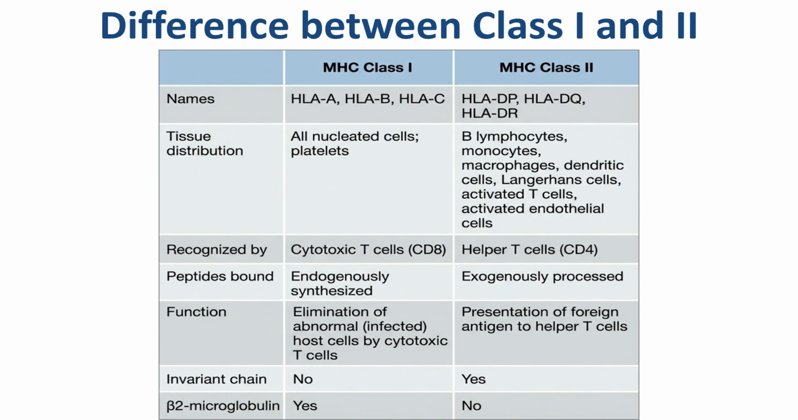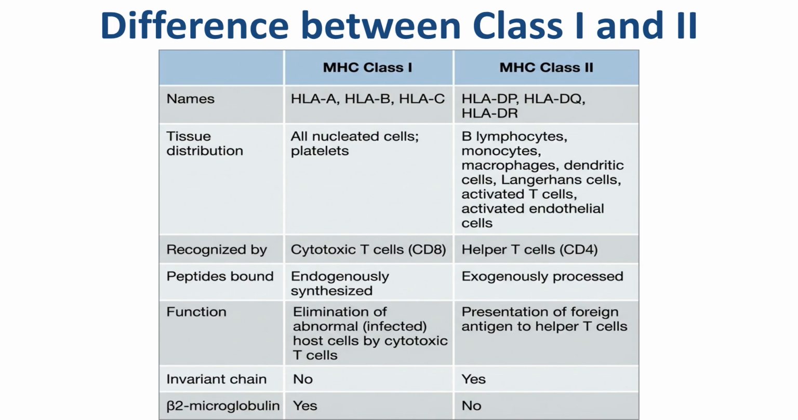Class II consists of both polymorphic alpha and beta chains. The peptide binding groove structure affects what peptides can bind. Class I has a closed groove accommodating peptides of 8 to 10 amino acids. Class II has an open groove accommodating longer peptides of 13 to 25 amino acids.